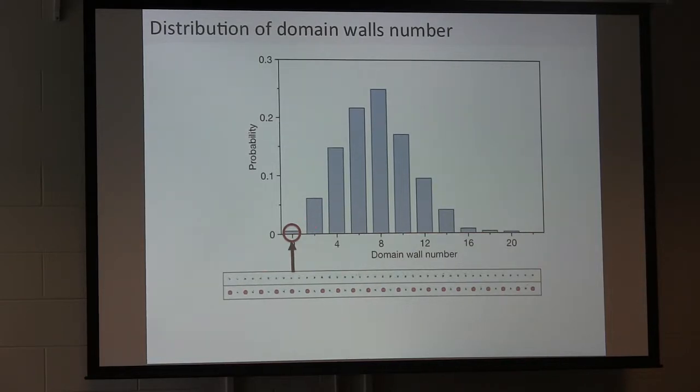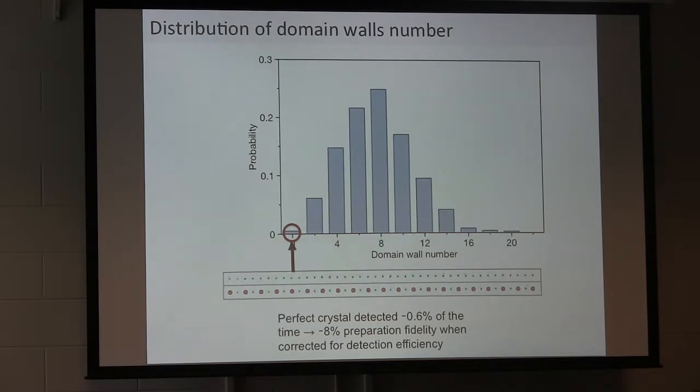Okay, so you could argue that this bar here is pretty tiny, it's on the order of 0.6%, but actually we should keep in mind that our detection infidelities, even if they are quite small for one single atom, start to add up when we consider the many-body state with 41 atoms. And so if we correct for these detection infidelities, which we know, for example, from the single Rabi oscillation curve, then we estimate that we prepare this perfect crystal 8% of the time, even though we can detect it only 0.6% of the time.